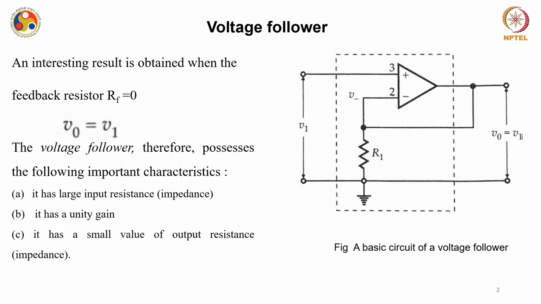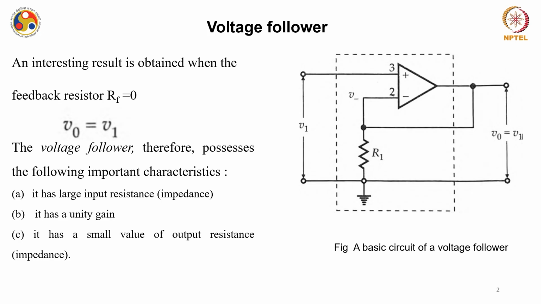Hi everyone, welcome to the second lecture of this module 4 where we are discussing interface circuit for microsensors and nanosensors. In our previous class we were discussing voltage follower circuit using op amp, and we have seen that in a voltage follower circuit we do not have a feedback resistance, or the output is exactly following the input voltage. We have also seen that the input impedance of this voltage follower is very high, it has a unity gain, and it has a small value of output resistance, or output impedance is very low.